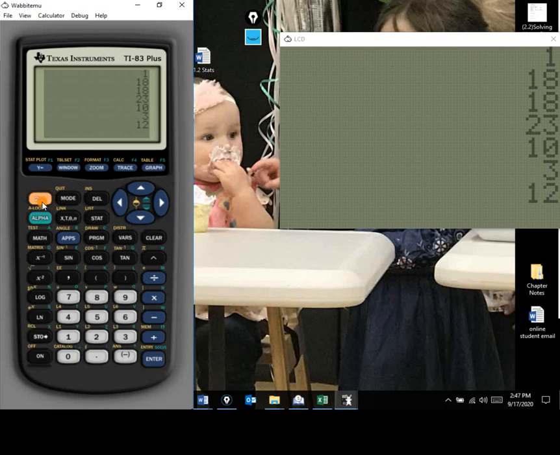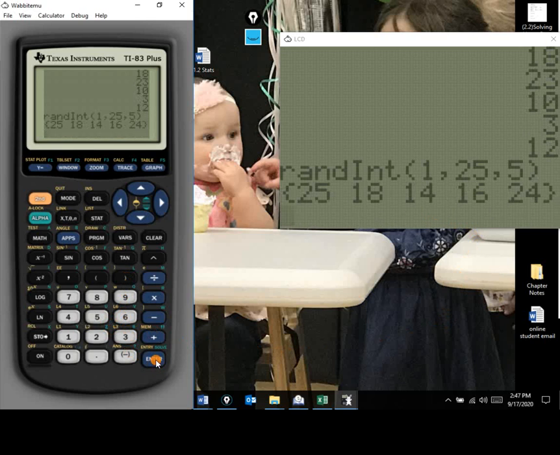If I do the same thing, but put a comma, so bottom number 1, top number 25, and let's say I want 5 numbers chosen or created, it will create those 5 for me that way, so I don't have to hit enter 5 times.